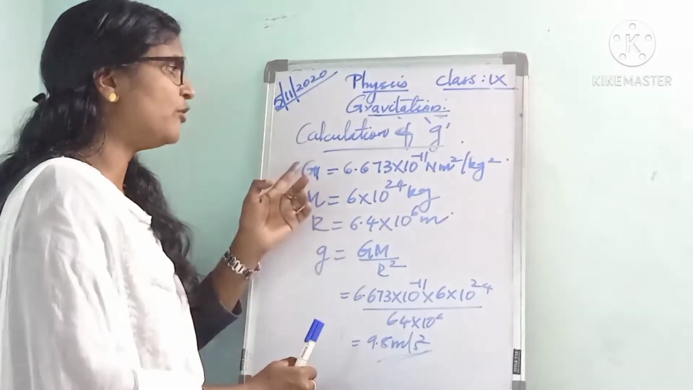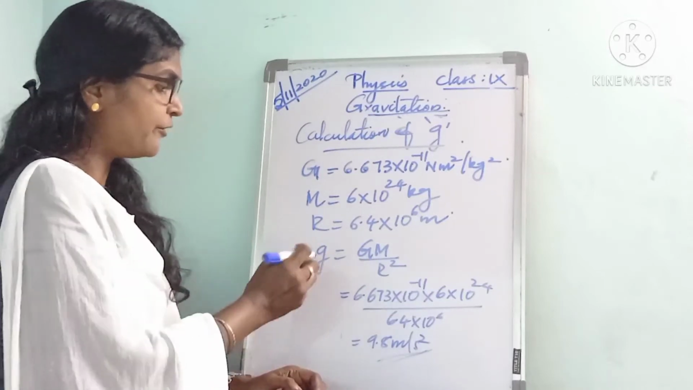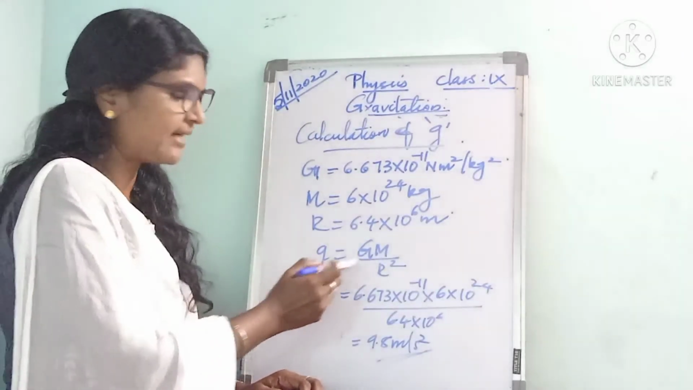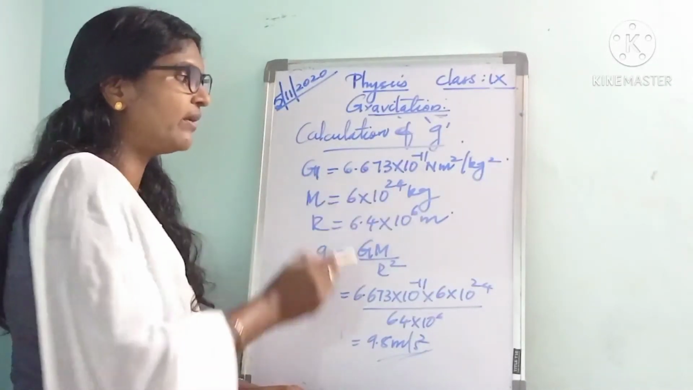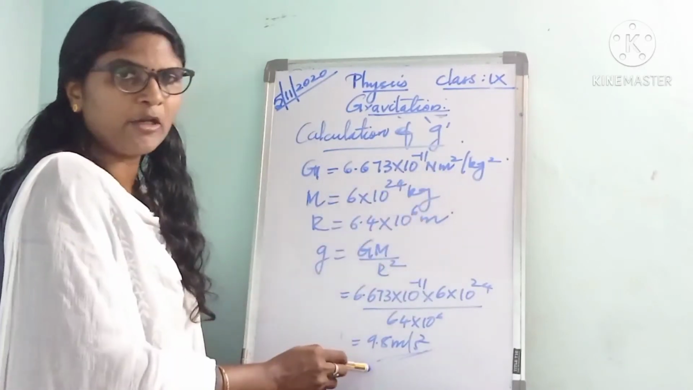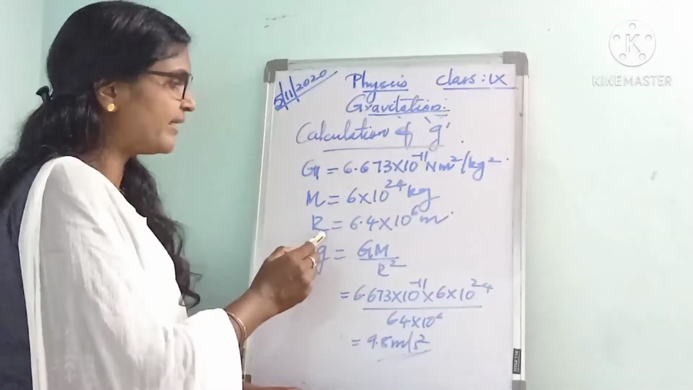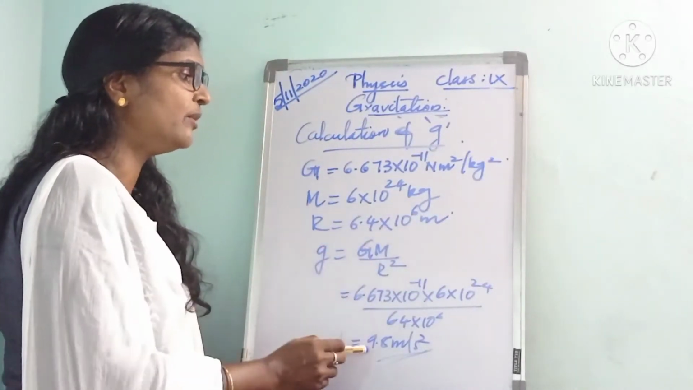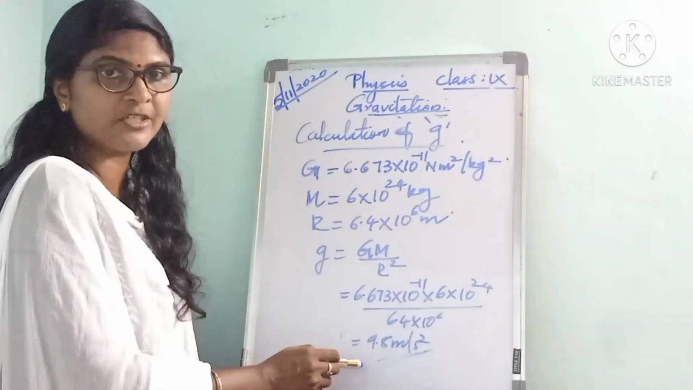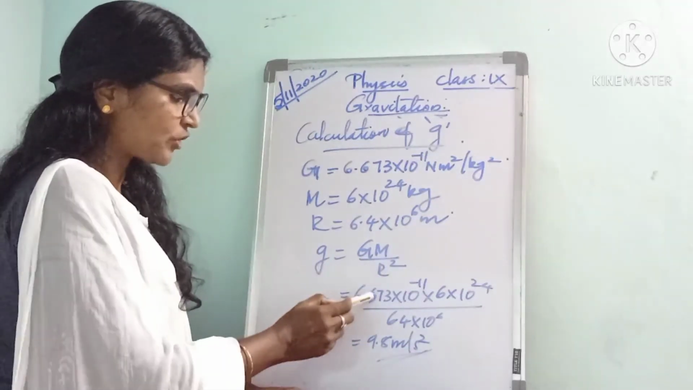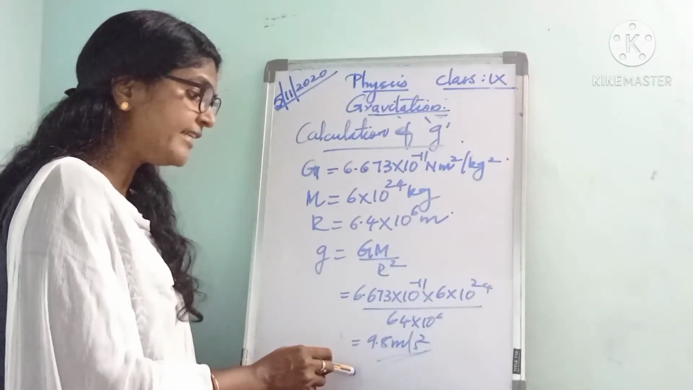Next we can find the value of acceleration due to gravity. You know the expression for acceleration due to gravity, g equal to GM by r square. The value of capital G is 6.673 into 10 power minus 11 newton meter square per kilogram square, the mass of earth is 6 into 10 power 24 kilograms, and the radius of earth is taken as 6.4 into 10 power 6 meters. Substituting these into GM by r square and simplifying, we get the value of small g as 9.8 meter per second square.